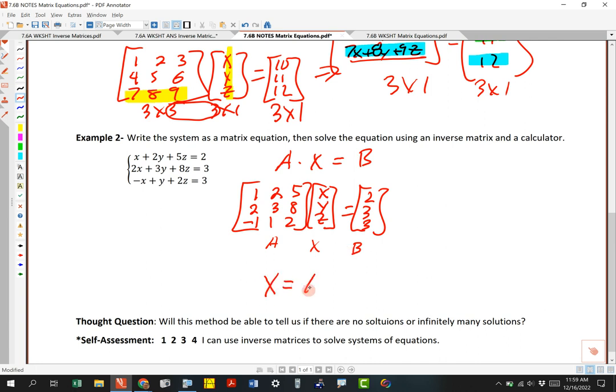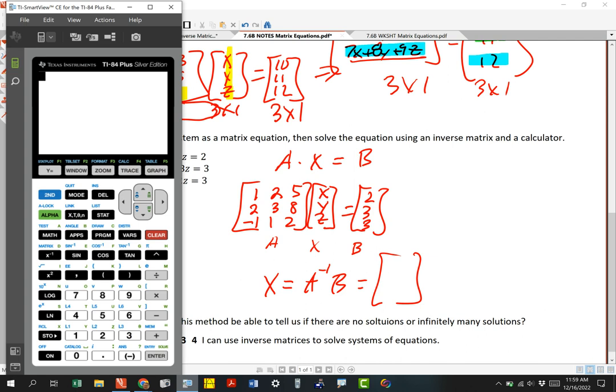So X equals A inverse times B. So we're going to grab our calculator and we're going to type this in. So on your calculator, we're going to type in A. So we're going to grab the matrix menu. We're going to come over here and we're going to edit this. I've already got a 3 by 3 in here. So we're going to do a 1 and a 2 and a 5. 2, 3, 8. And again, I'm typing with a stylus, so I got to double check because sometimes I hit the wrong button.